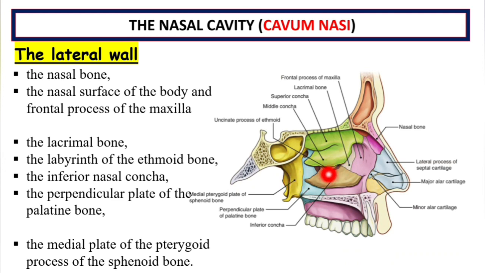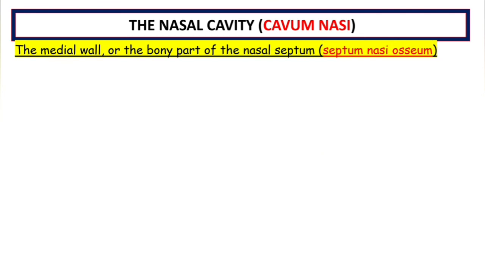The lateral wall, right? Don't worry about it, but what I wanted to mention is the nasal meatus. Between the superior and middle nasal conchae, you find the superior nasal meatus. Between the middle nasal conchae and the inferior nasal conchae, you find the middle nasal meatus. That is very important. You will see it, and then here there will be an inferior nasal meatus between the floor and the inferior nasal conchae.